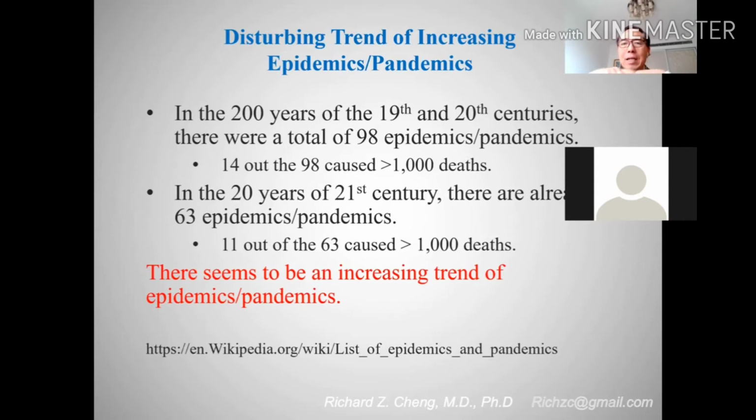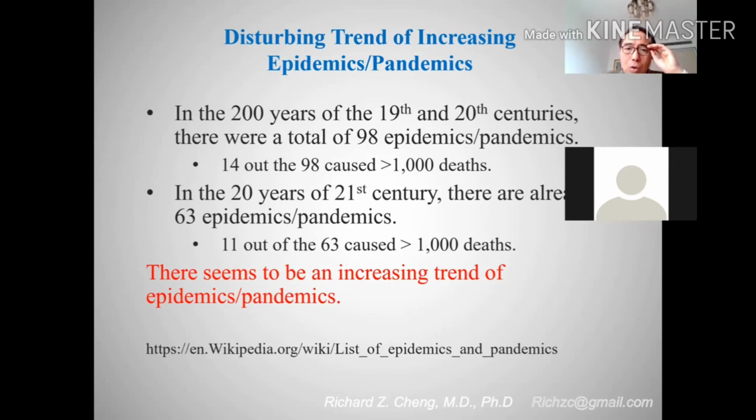Now, let's look a little bit at the epidemics and the pandemics worldwide. It's very disturbing when I did this. So Wikipedia has a list of the epidemics and pandemics. It listed 98 epidemics and pandemics in the 200 years of the 19th and 20th century. 98, almost 100. And I counted, out of those 98, 14 of them caused 1,000 deaths or more. So I call them major ones, for easy comparison.